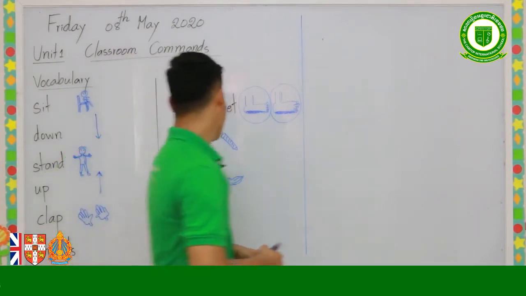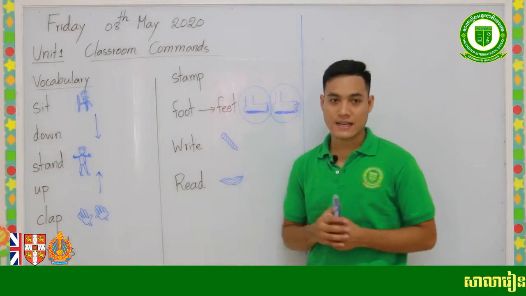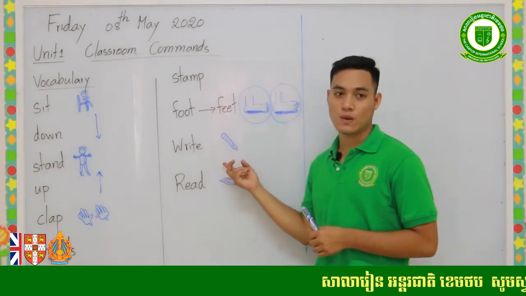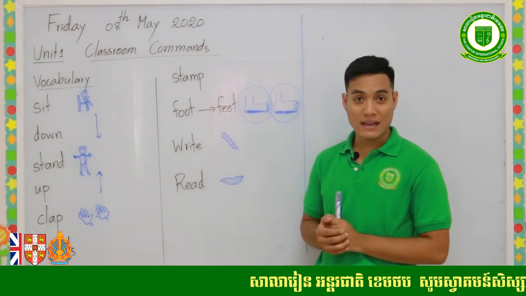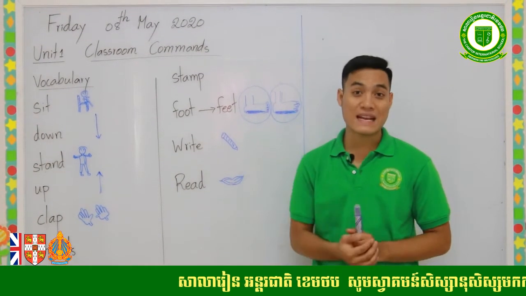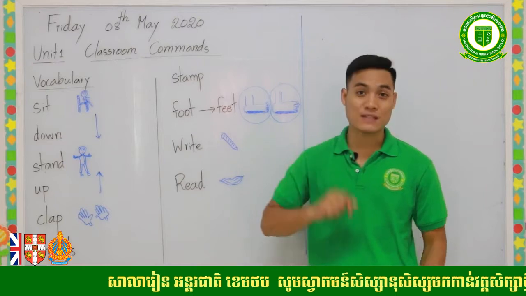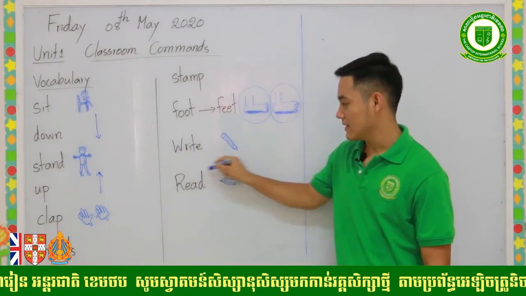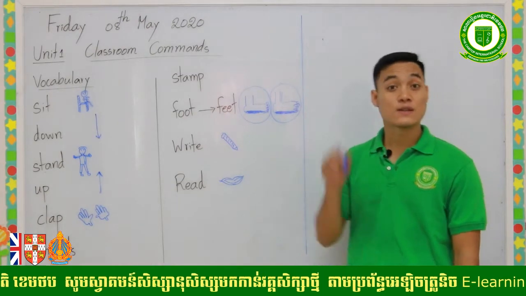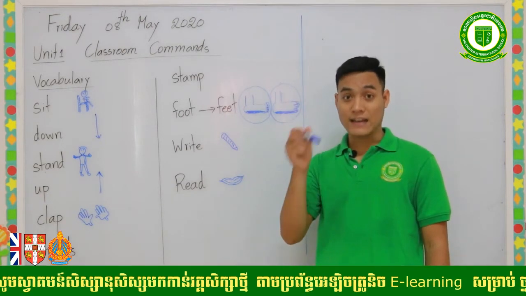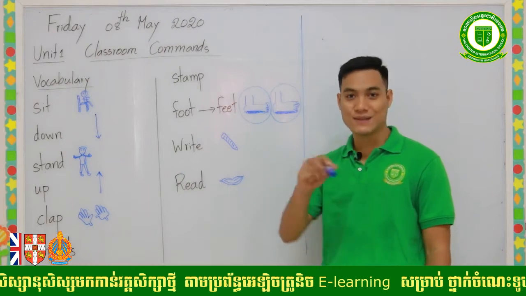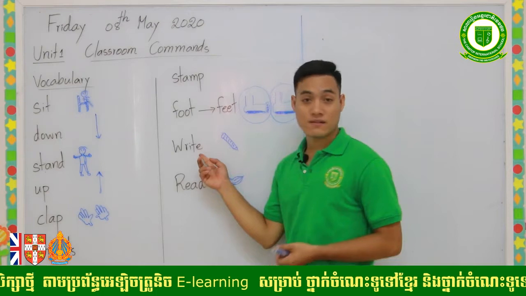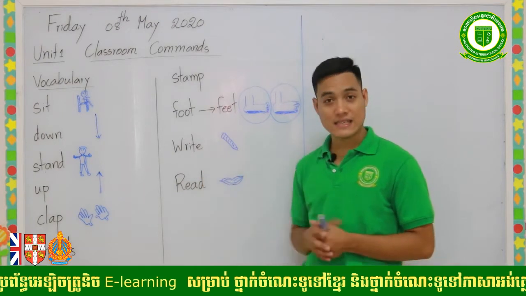All right. And this one is write. Why do I put the picture of a pencil? Because when you use your pencil, that refers to writing, you use your hand to hold the pencil and write. Or like here, a marker, you see? Write, write, write. So you use a marker or pencil or pen to write your lessons. So this one is write.